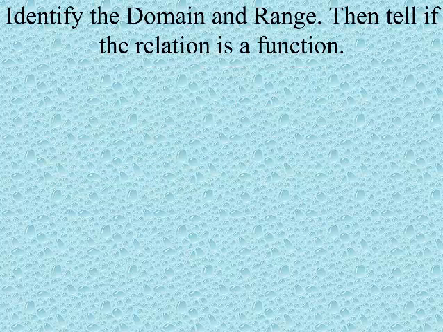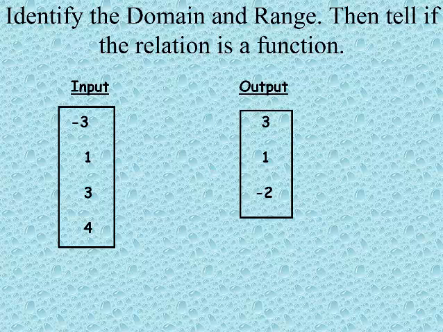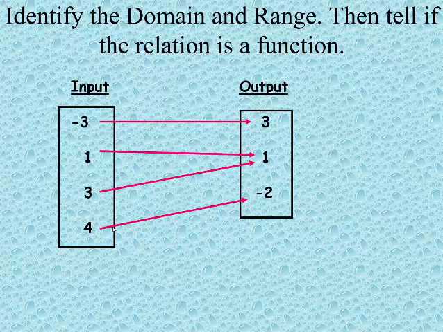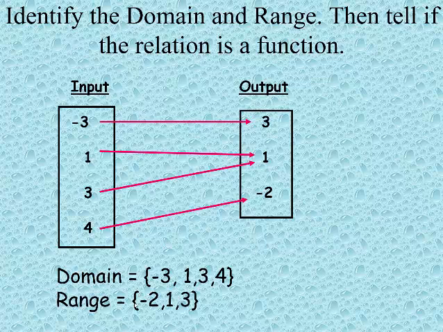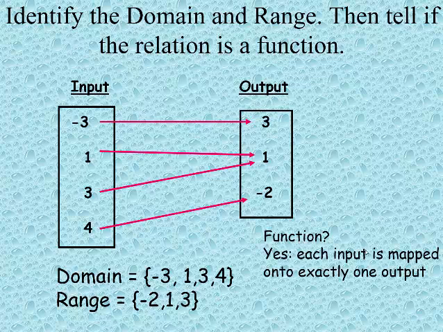All right, so let's identify the domain and range, then tell if the relation is a function. So I have these inputs to these outputs. Notice how -3 goes to 3, -1 goes to 1, 3 goes to 1, 4 goes to -2. The domain is the set of all the inputs. So the domain is the input values, -3, -1, 3, and 4. That's the domain, and it gets these set notation braces here. The range is the set of all outputs, all right? So it looks like the outputs starting from the lowest are -2, 1, and 3. And is it a function? Yes, each input is mapped onto exactly one output.